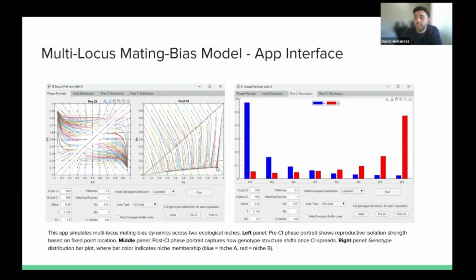So in this model, a chromosomal inversion can be introduced to either of the two niches. And then again, we have a bar plot that shows the distribution of the genotypes. In this case, the blue represents the individuals that belong to the A niche. The red represents the individuals that belong to the B niche.